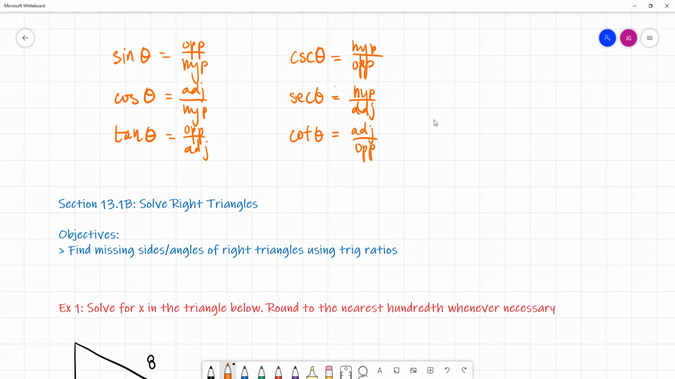Like I said in the 13.1a video, make sure you write this in a place where you'll be able to see it very often, maybe on an index card, or on the front cover of your notebook somewhere, because we'll be using this quite a lot.